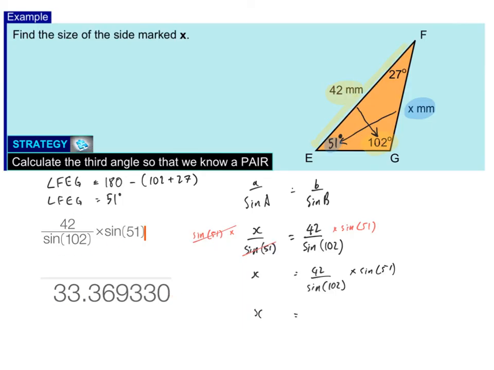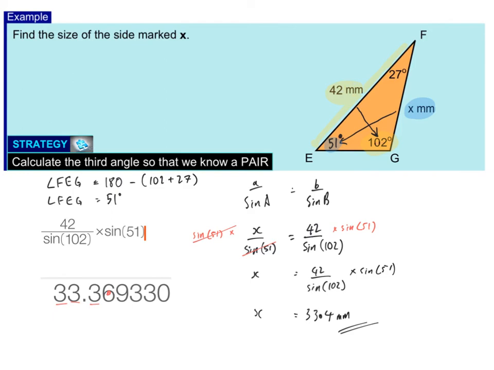Again, I'll stick with three significant figures, so 33.3, and the 6 means I need to round up. So my 33.3 rounds to 33.4, so that'll give me x equals 33.4 millimetres. So here, with this problem, the trigonometry, this bit, is exactly the same as the one on the previous slide. However, we've got to do a little bit of work to get a useful angle inside our triangle.